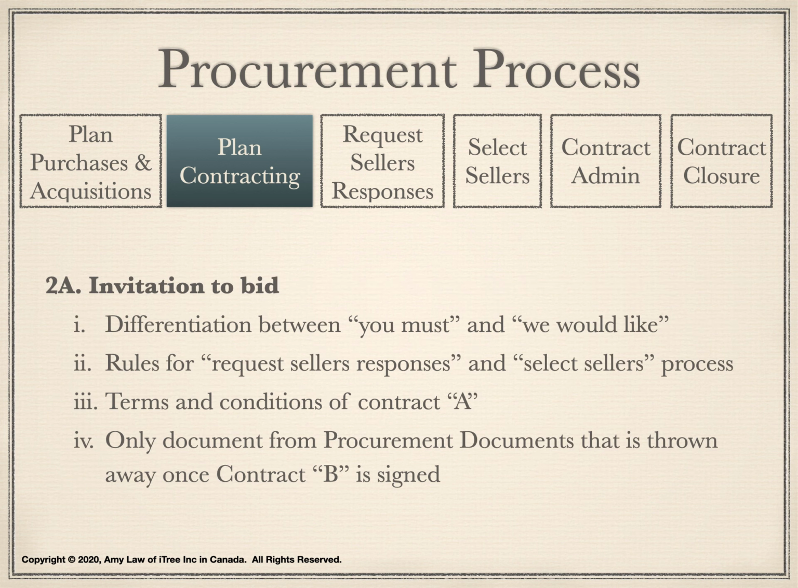Invitation to bid is a document comprising a differentiation between you must and we would like, rules for request sellers' responses and select sellers' process, and terms and conditions of contract A. It is the only document from the procurement documents that is thrown away once contract B is signed.